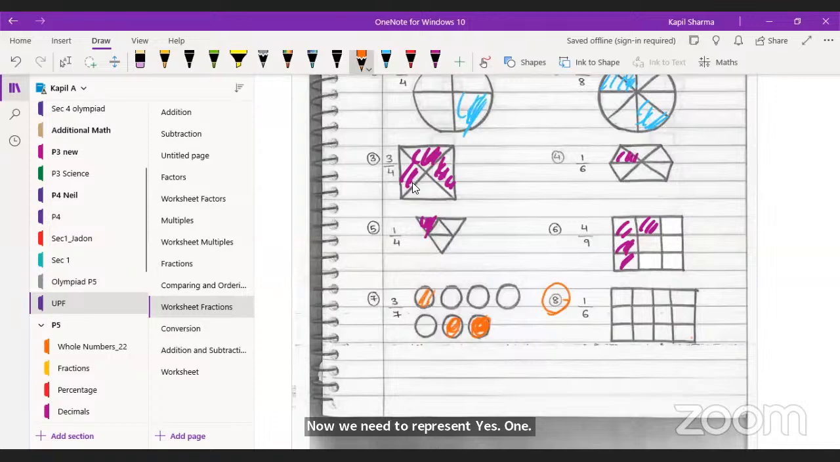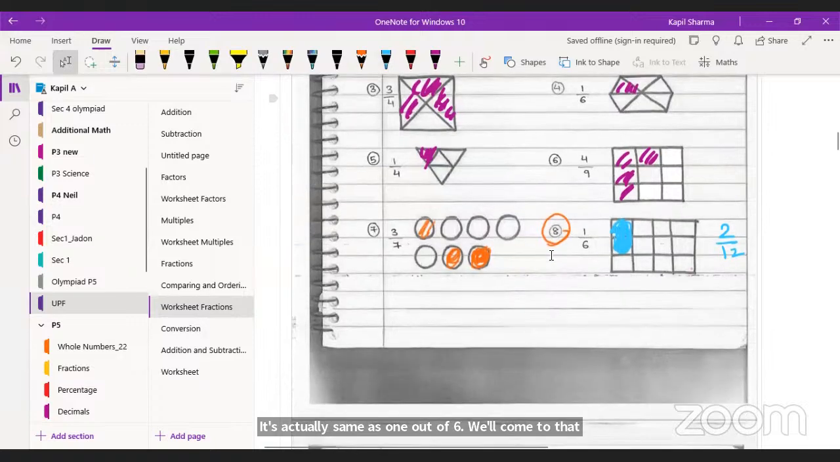So do we have to shade only 1 to represent 1/6? No, we need to shade 2 actually. Okay. So 2 out of 12 is actually the same as 1 out of 6. We'll come to that later. But I think you can easily figure this out. Swastik, is this clear?